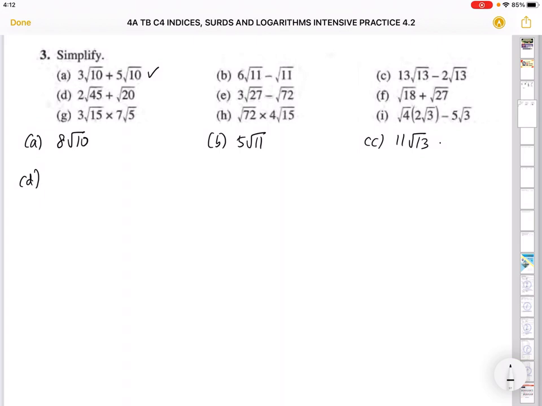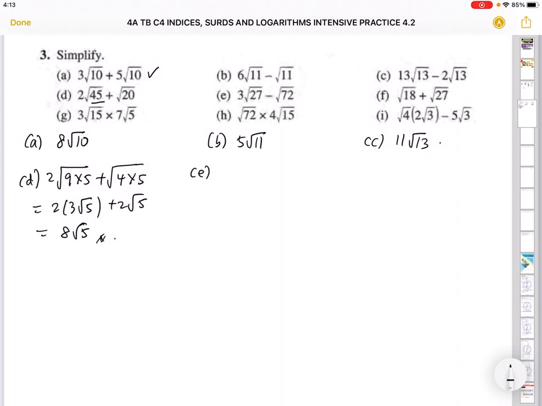Now, if you want to simplify this, root 45, right, you can think 9 by 5. Whereas 20, you need to think 4 times 5. Remember, express it in terms of multiplication of a perfect square number and another number. Perfect square means what? 1, 4, 9, 16, 36, and so on. So 9 we can square root. Square root of 9 is now 3, so this is 3 root 5. Square root of 4 is 2, 2 root 5. So this will be 6 root 5 plus 2 root 5. Answer 8 root 5. Okay.